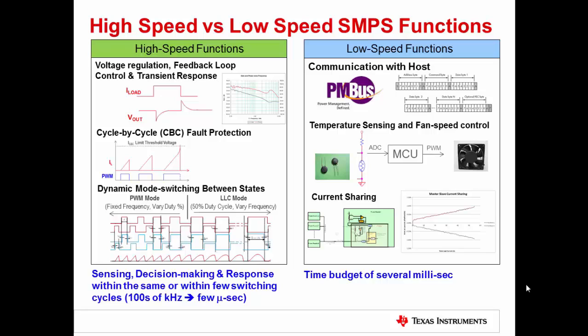The low-speed functions, on the other hand, have a time budget of several milliseconds or higher. These might be communicating with the host MCU, temperature sensing and fan speed control, and current sharing between multiple power supplies which are all in parallel in the same system. The key point to recognize here is that a power supply controller has a formidable task of simultaneously managing different power supply functions, each of which have a different level of urgency and a different time budget associated with them.